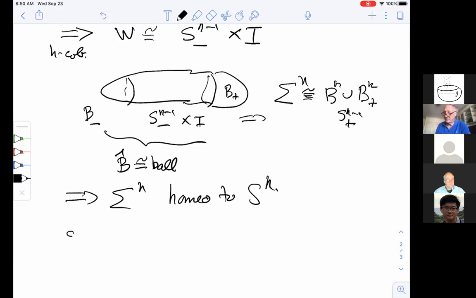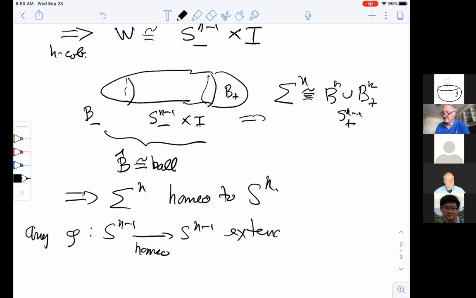Because take any diffeomorphism or homeomorphism of the (n-1)-sphere to itself. So any homeomorphism extends to a homeomorphism phi hat from the n-ball to the n-ball. Okay, I'll prove that in just a second.